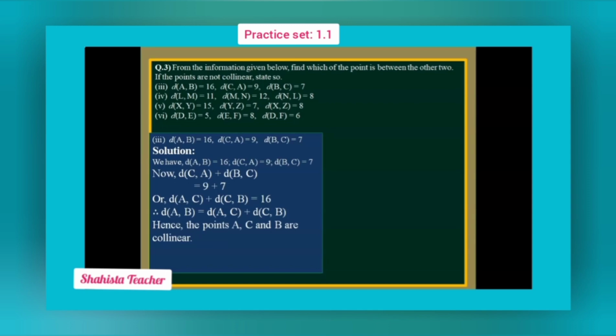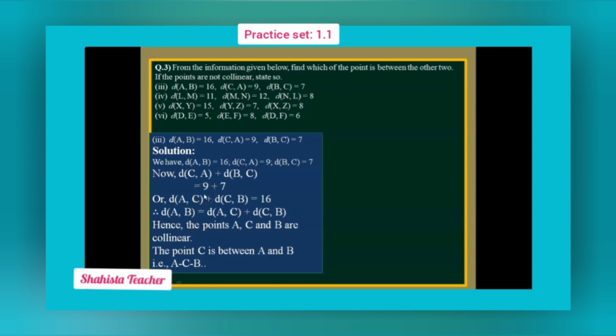So the point C is in between A and B. So here we will write the point C is between A and B. That is A hyphen C hyphen B. This is known as a hyphen sign. So A hyphen C hyphen B. So C is in between A and B.